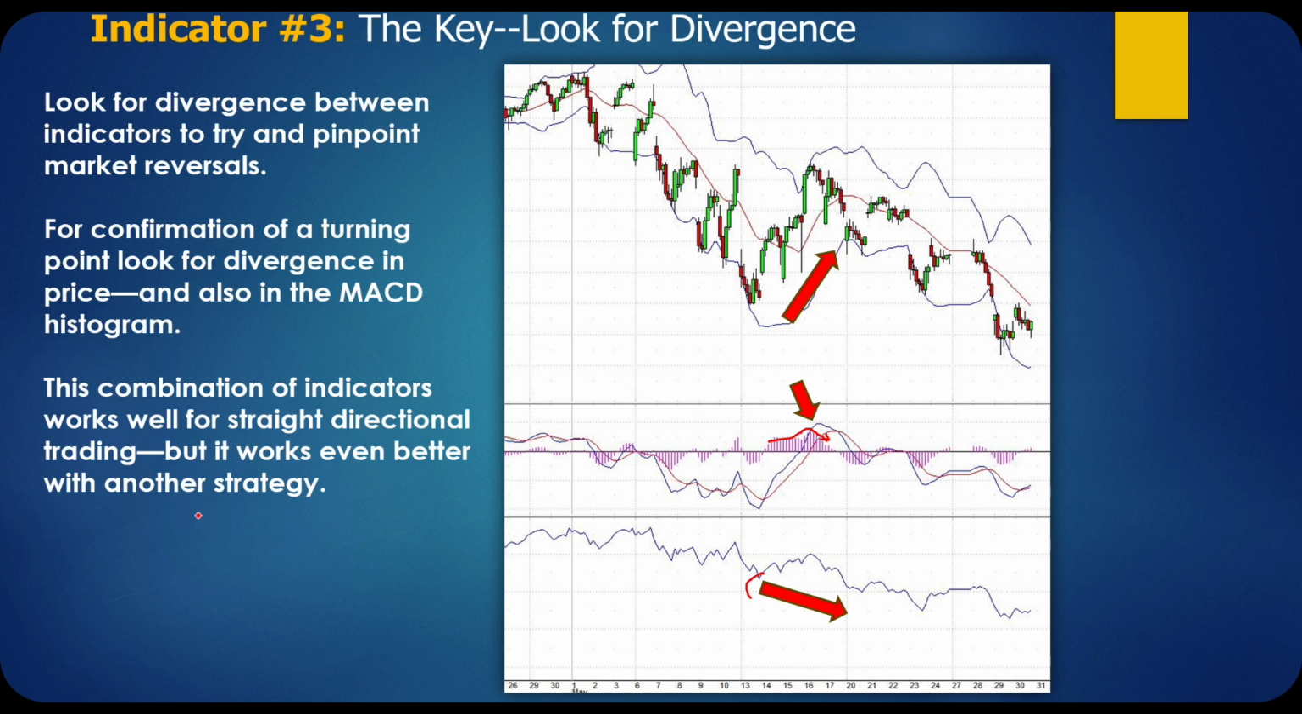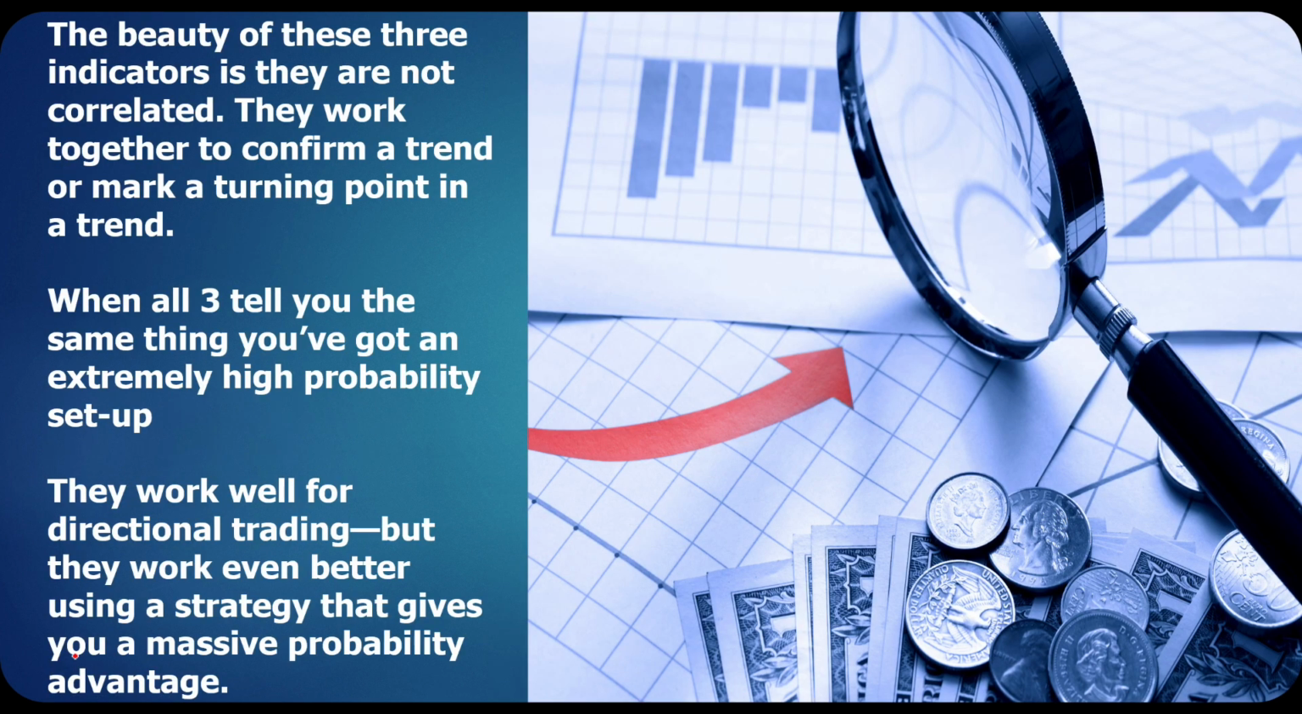So we've just gone over our 3 indicators, and they're pretty effective, but what we really want to do is combine them with the absolute best strategy to take advantage of them. And I'm going to show you what that is here. The beauty of these 3 indicators is they're not correlated. They work together to confirm a trend or mark a turning point in the trend. When all 3 tell you the same thing, you've got an extremely high probability setup, and they work well for directional trading, but they work even better using a strategy that gives you a massive probability advantage.